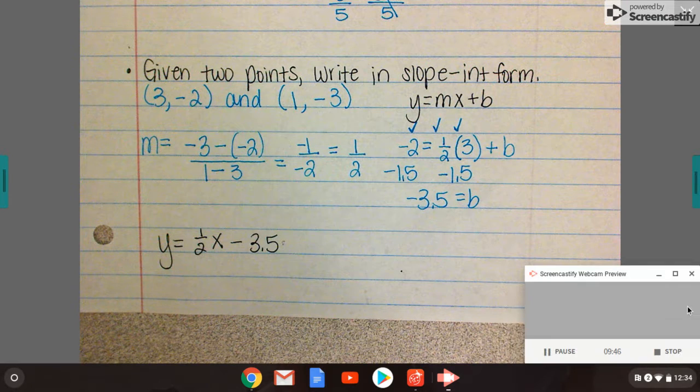Hopefully this works out for you guys and you have no more questions. We're going to go through and do point-slope form next.